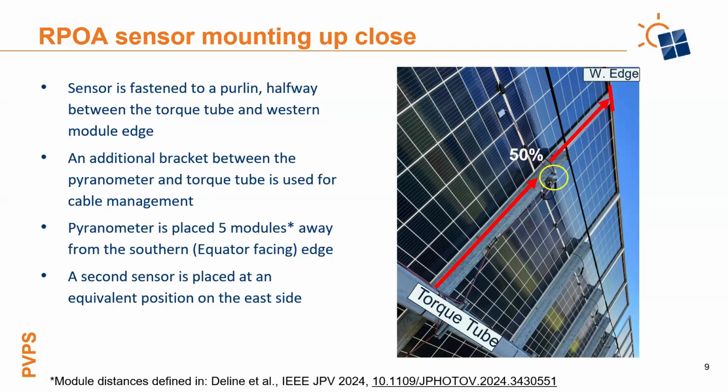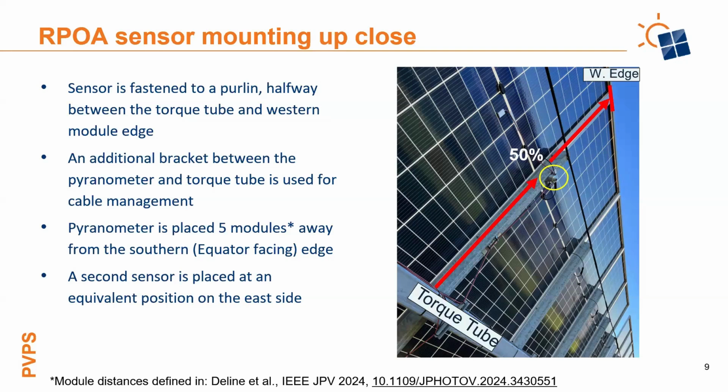So earlier I mentioned 3 to 5 modules. So is it 3, is it 4, is it 5 modules from the nearest edge? Chris DeLine at NREL recently published a paper that includes a table of minimum modules that you need to go from the nearest equator facing edge, all based on pretty simple trigonometry, but that's really helpful.